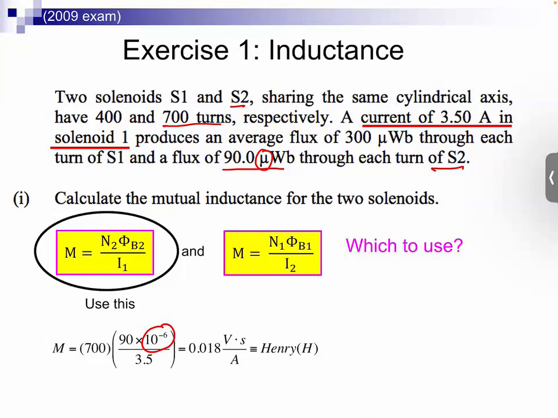Once you know the mutual inductance, you can then use that to calculate how much current I2 is produced in solenoid 2. Because this M is the same M as that and the same M as that. So there could be a follow-up question that will ask you how much current is produced in solenoid 2. Then use this mutual inductance you've calculated to solve for that current I2.